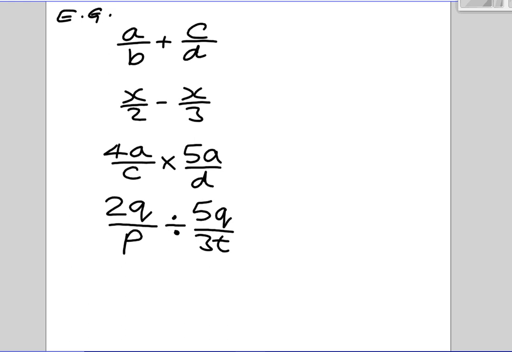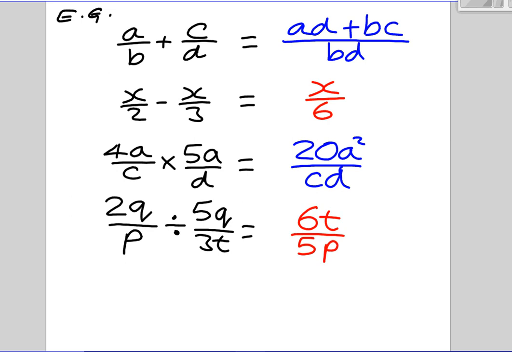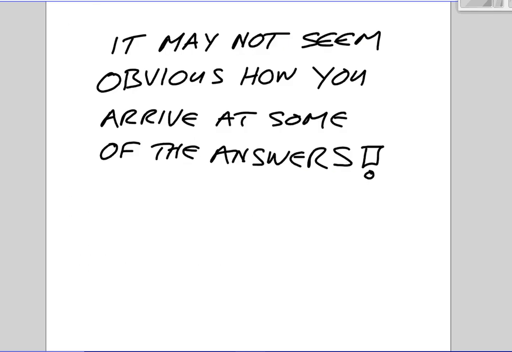If this is the first time that you've seen something like this, don't be surprised at the answers. Anyway, here we go. AD plus BC all over BD, x over 6, 20a squared over c times d, and finally 6t over 5p. So, like it says there, it's not always obvious how we get these answers or how we arrive at them. But that's why we're here. We're going to learn about it.